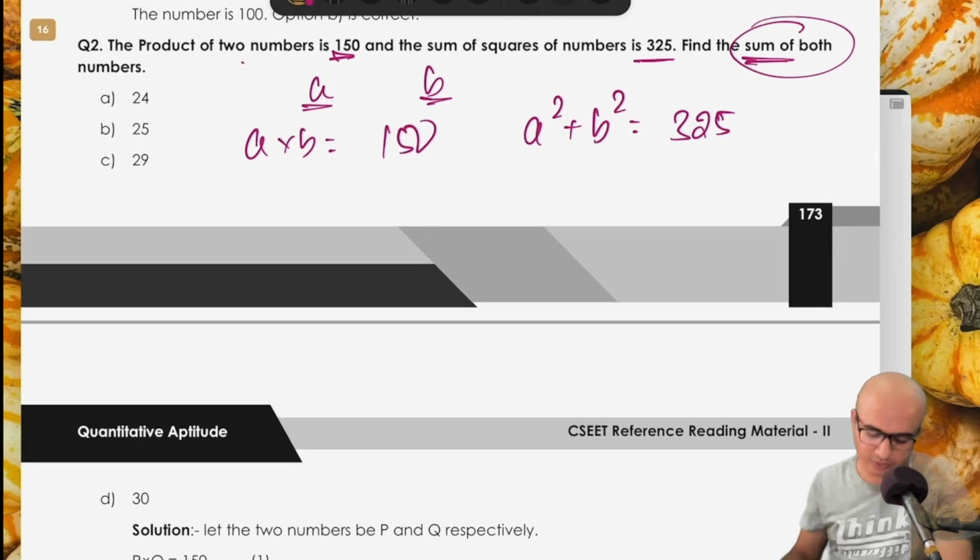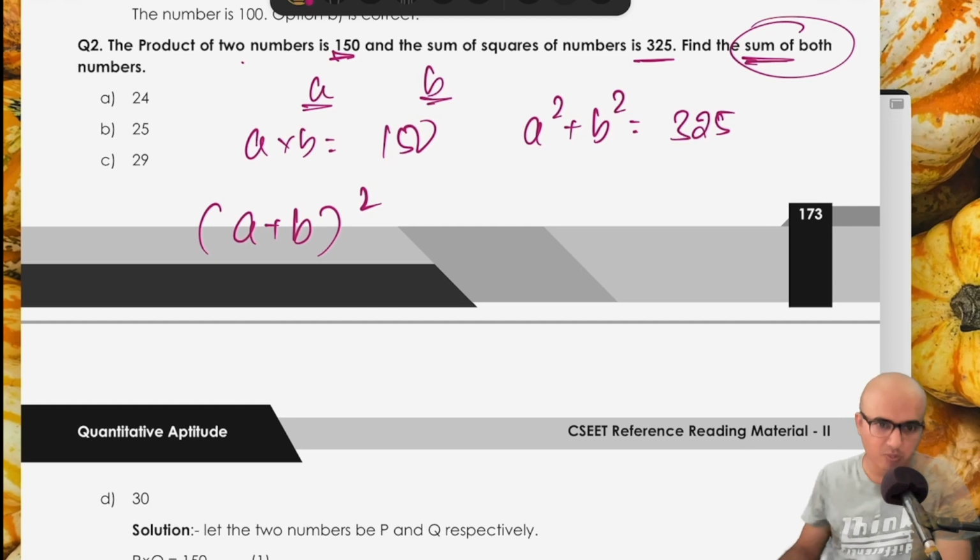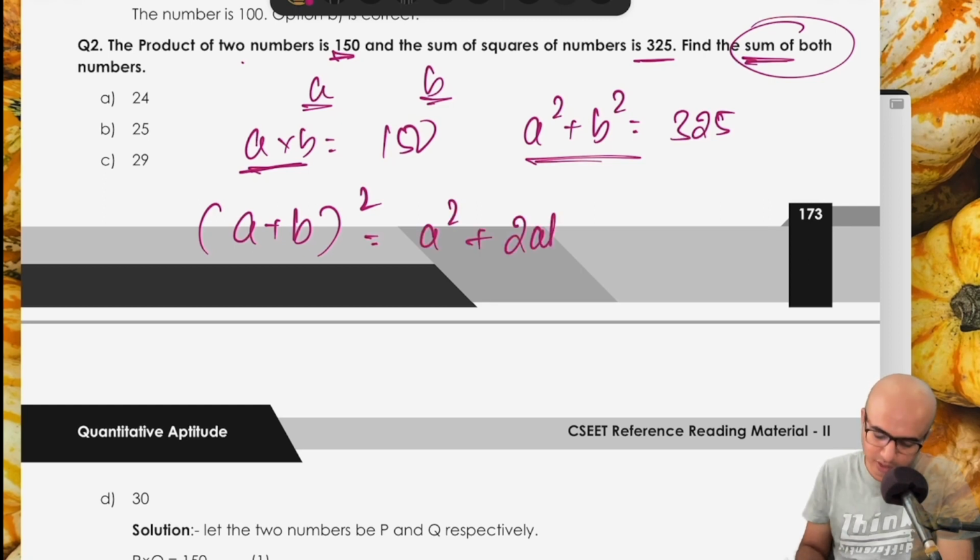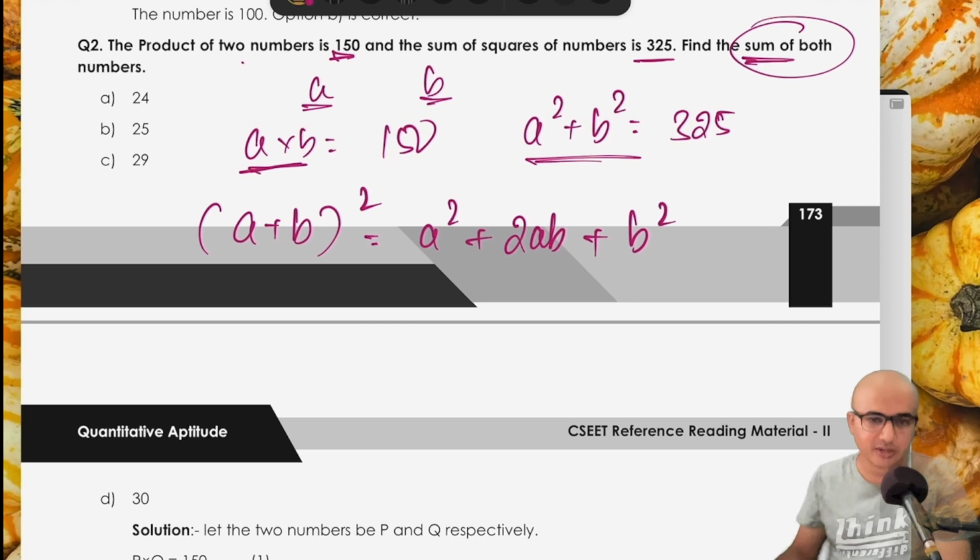So now one thing which we can do here is, since they have asked us to find out the sum, let me just write it down: (a + b) whole square. I will use this formula for the simple reason that we know the variables in the formula. For example, if I have to expand this formula, this will be a square plus 2ab plus b square. That is the expansion of (a + b) whole square.